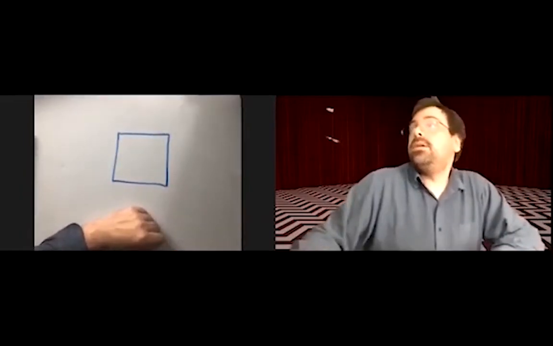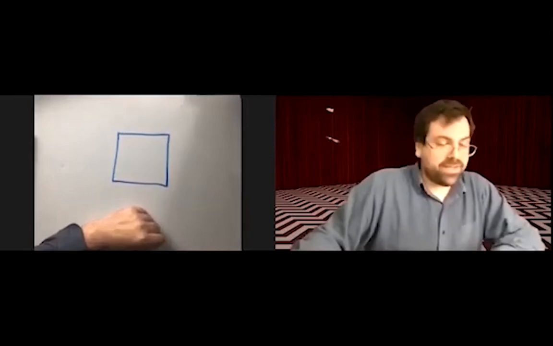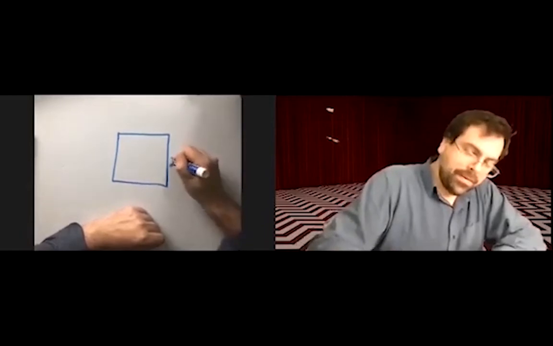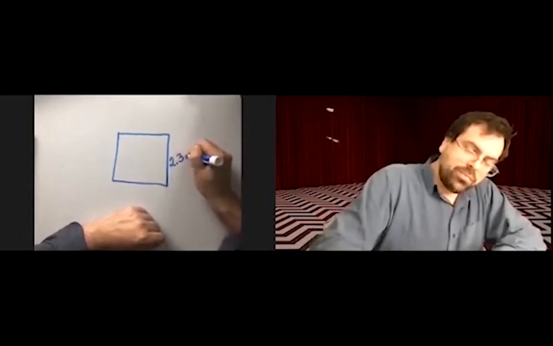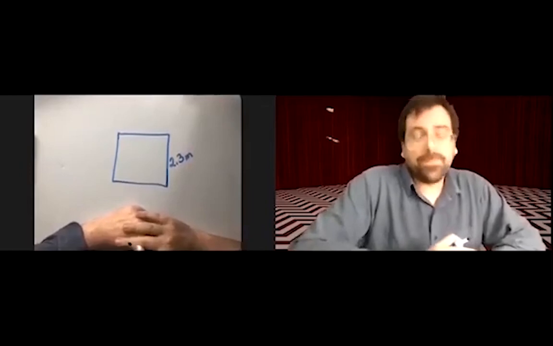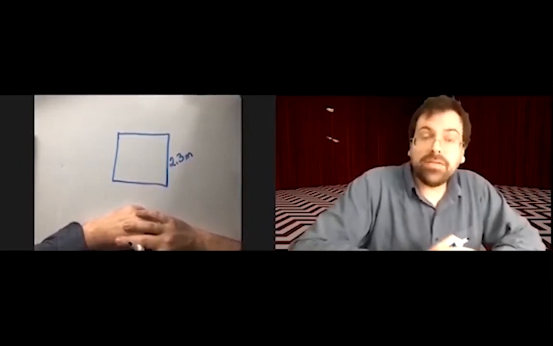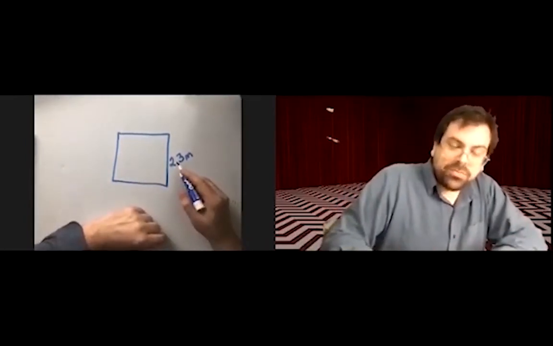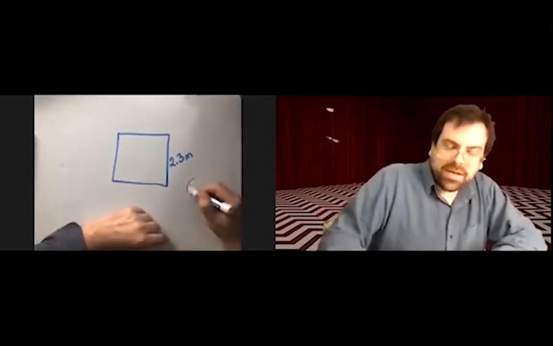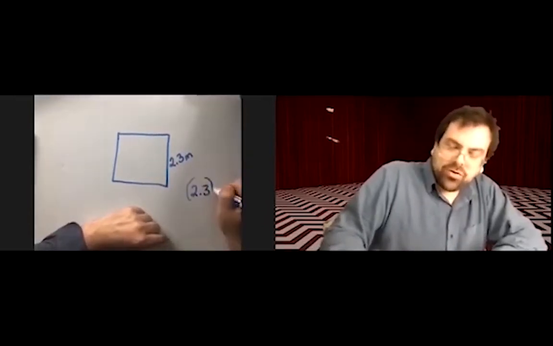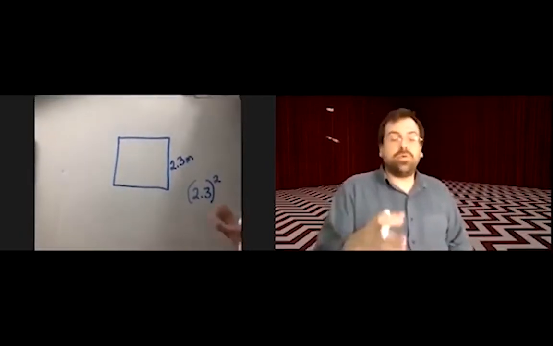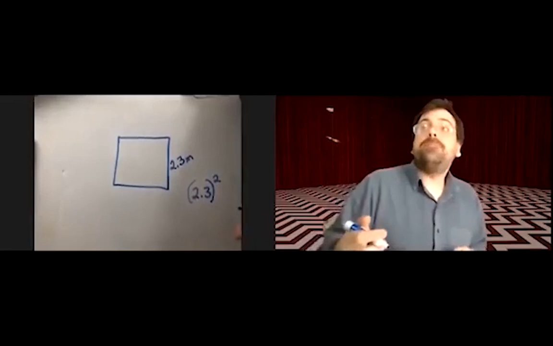And the side of this square is 2.3 meters. What is the area of the square? So we would multiply 2.3 times 2.3 because this would be 2.3 squared. 2.3 times itself.